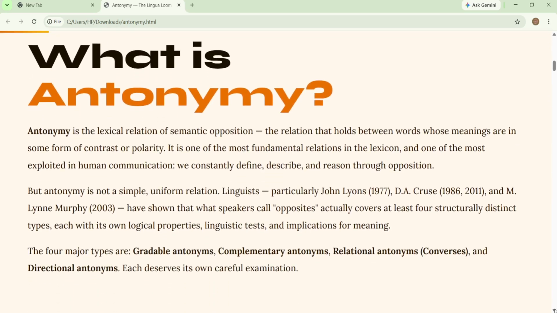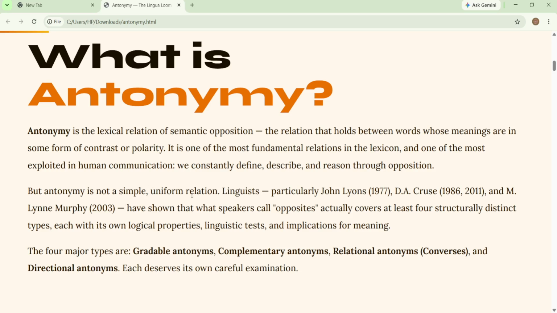So first, starting with the definition, what is antonymy? Antonymy is the lexical relation of semantic opposition, the relation that holds between words whose meanings are in some form of contrast or polarity. It is one of the most fundamental relations in the lexicon and one of the most exploited in human communication. So we constantly define, describe, or reason through opposition.